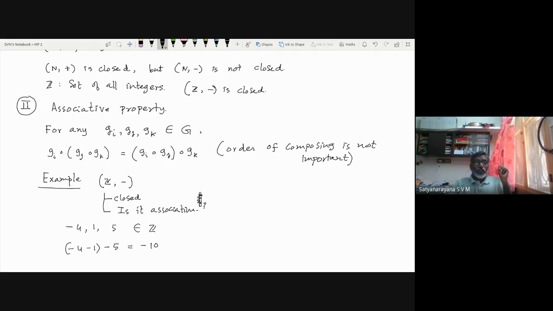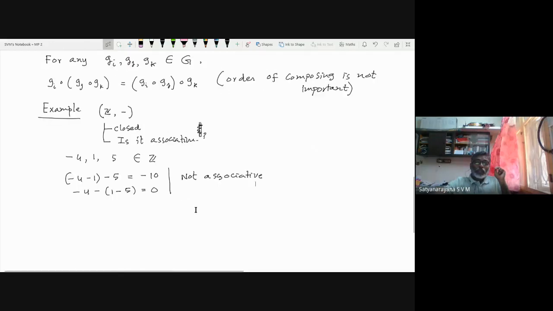That is combining these two first and then combining with this. Or I write -5 minus 1 minus 5. So this is equal to 1 minus 5 is -4, and this minus into minus is plus, so this will be 0. So we can see that this is not associative.